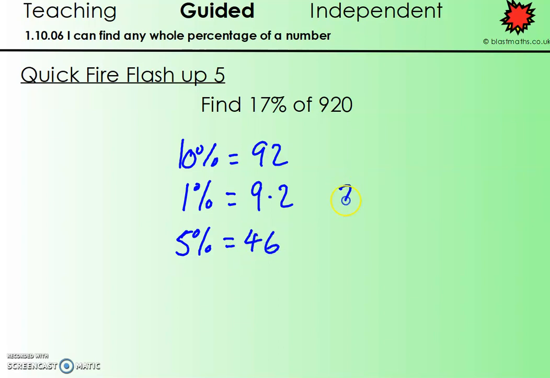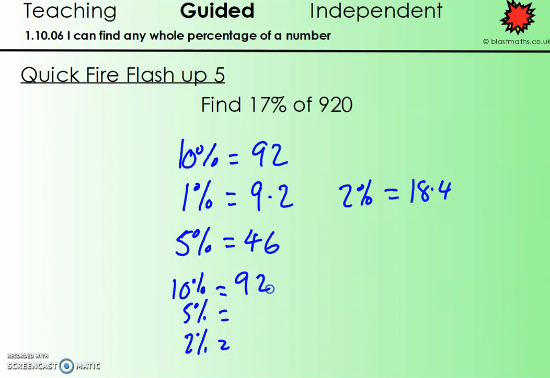46. 2% then would be really good. So I'm going to double that, will give me 18.4. So then to get me my overall figure, I want my 10%, my 5% and my 2% all next to each other here. So I've got 92. I've then got my 5%, which is 46, and my 2% is 18.4.